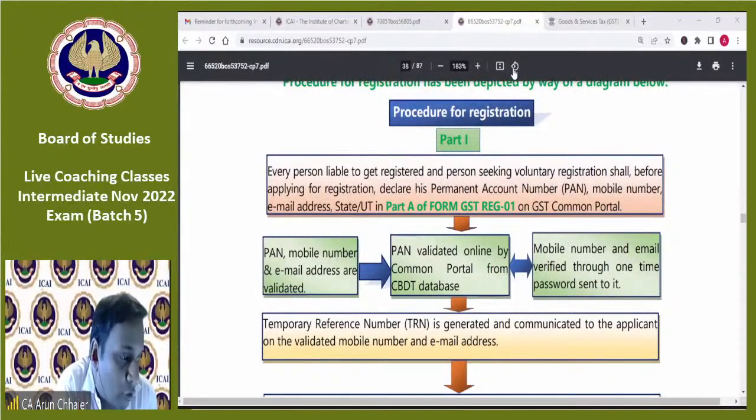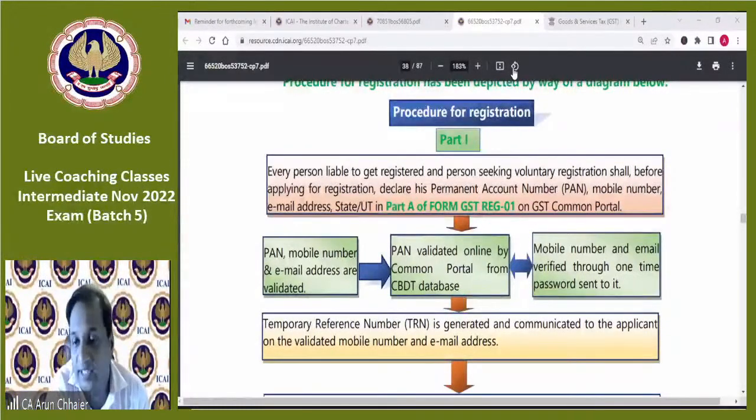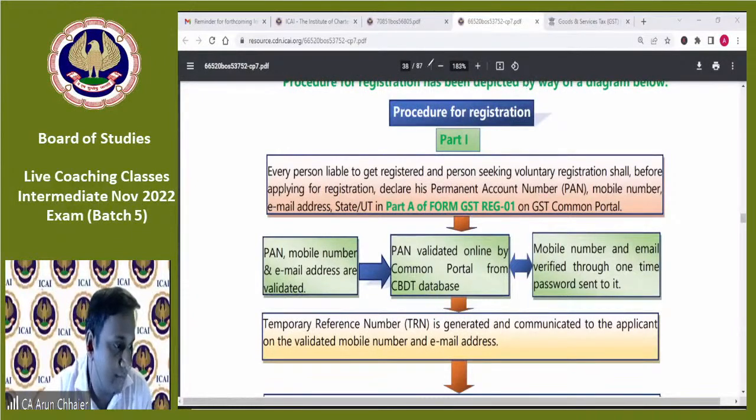Not related to ongoing discussion, just wanted to ask whether any fees we pay for registration in GST for taking a GST number while applying online. No, it's free of cost. Ayush, it's free of cost.